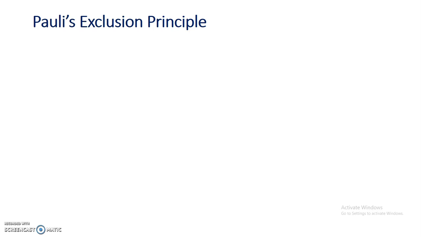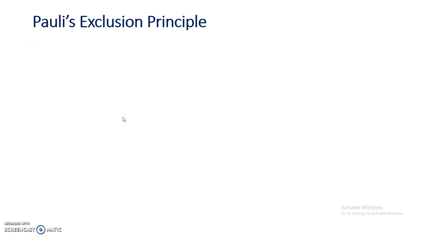So in the last video we have seen the Aufbau order, and for writing electronic configuration three important rules are considered, that is the Aufbau order, Pauli's exclusion principle and Hund's law of maximum multiplicity.